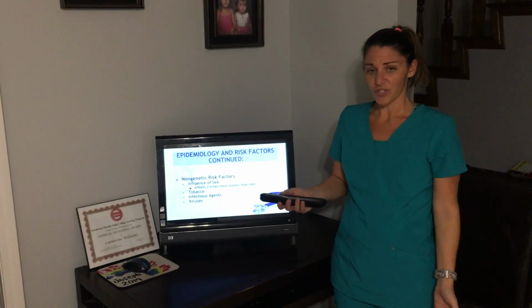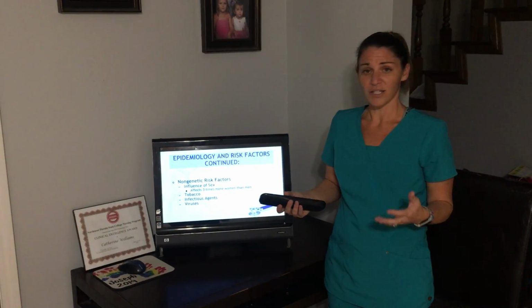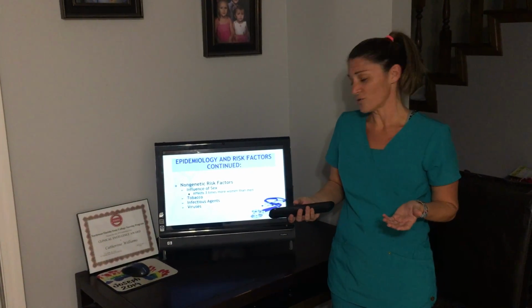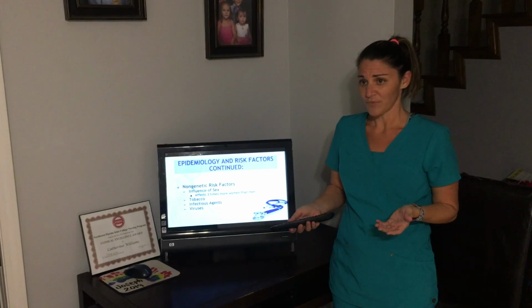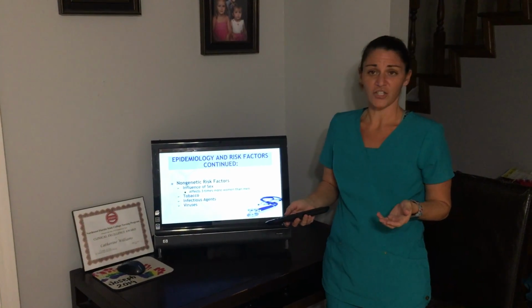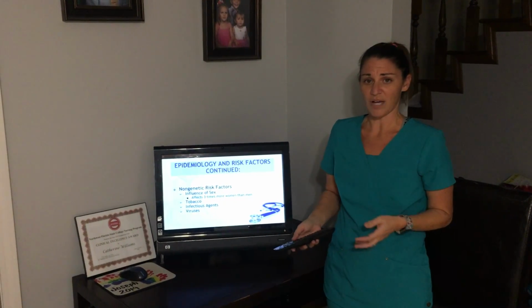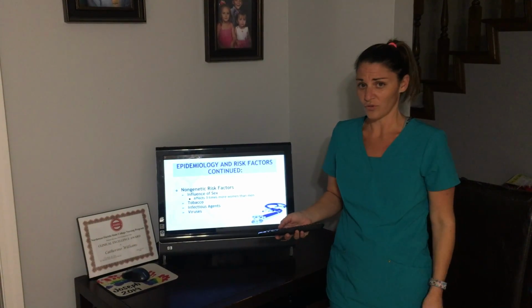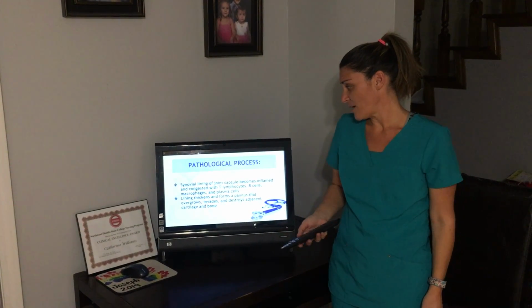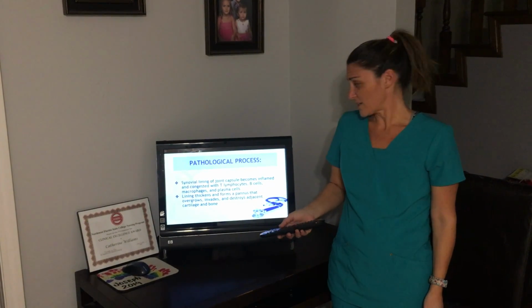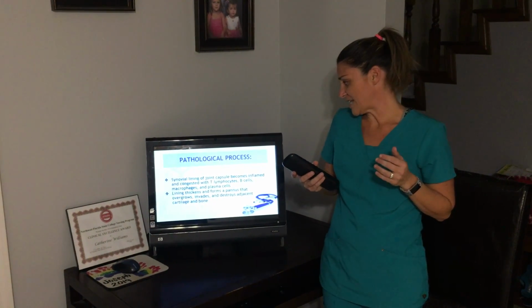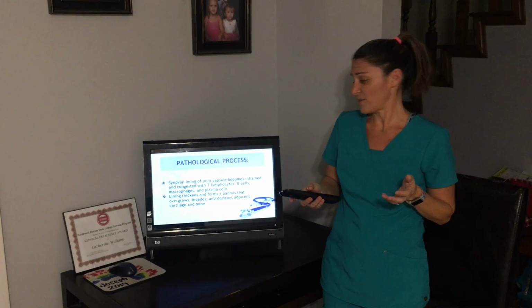The non-genetic risk factors include the influence of sex. Women are 3 times more likely to be diagnosed with rheumatoid arthritis than men. Smoking can be a factor, and infectious agents and viruses, because bacteria is found in the synovial fluid in patients diagnosed with rheumatoid arthritis.